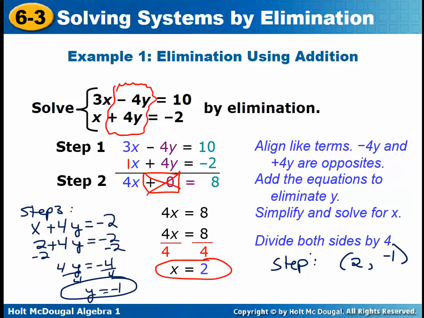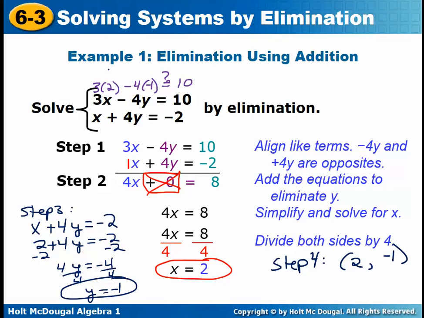And then step 5, or the second part of step 4, is to check this. Now to check, just like when we did substitution, you're going to take this coordinate, the x and the y value, and put it back into your original system of equations. So it would be 3 times 2 minus 4 times -1. And I want to see, is that equal to 10?